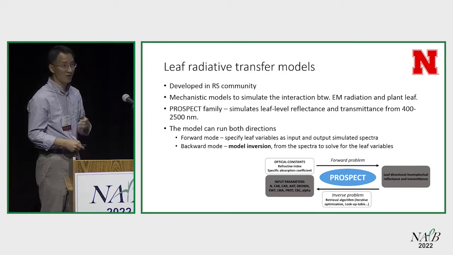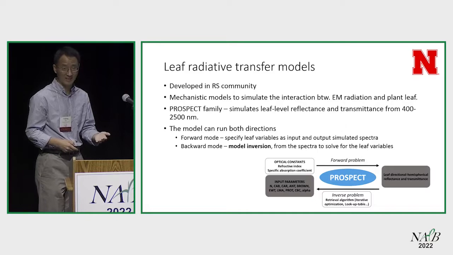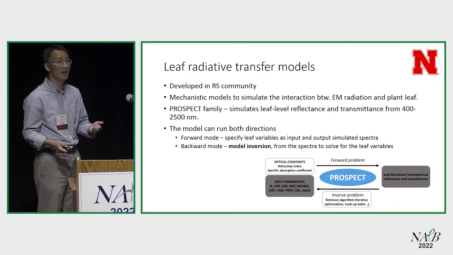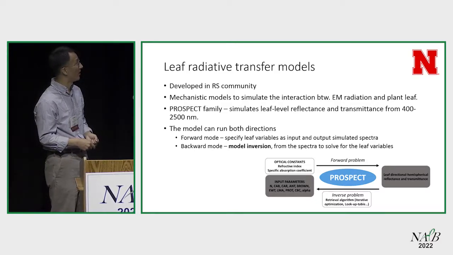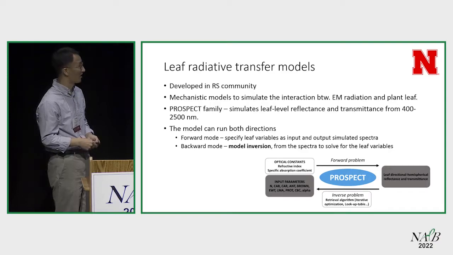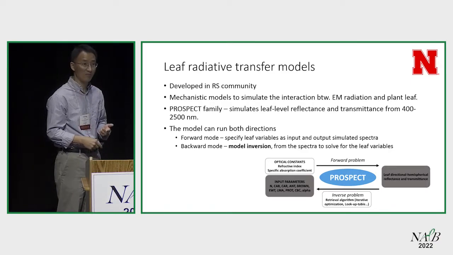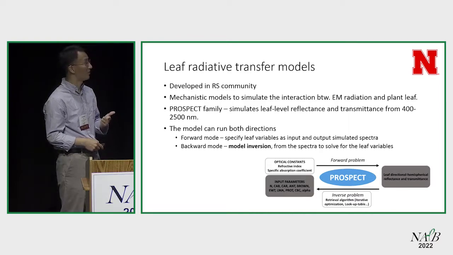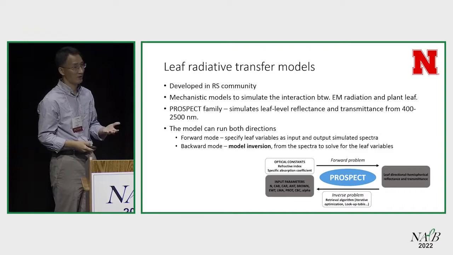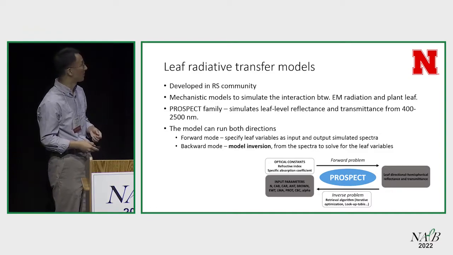Essentially, if you have the field spectral data collected and you want to figure out what the chlorophyll concentration is for that spectra, you can run the model backwards and try to figure out the chlorophyll concentration. And model inversion is an ill-posed problem, just because you can have different combinations of the input parameters that have the same spectra, which essentially is a non-unique solution.